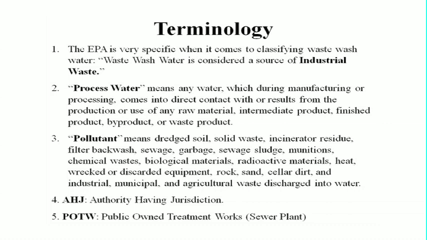AHJ is authority having jurisdiction. If your wash water breaks a property line and it's surface water, it's going to be the surface water people that are going to be coming after you. Most of the places that's going to be either the health department or the environmental department of most cities. If it's air pollution, well then the air pollution people will come in. And if you contaminate the groundwater, it would be the groundwater regulating authorities.